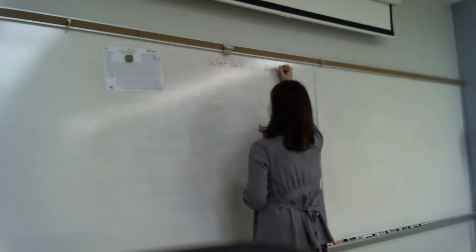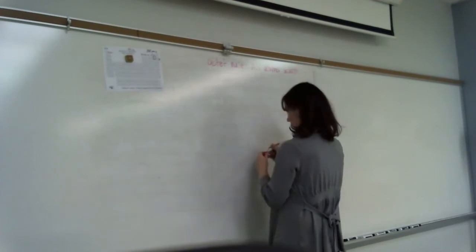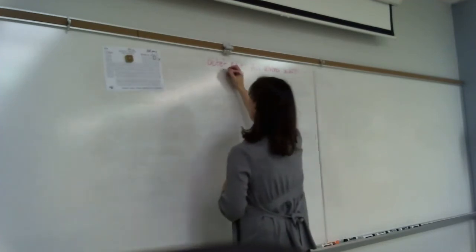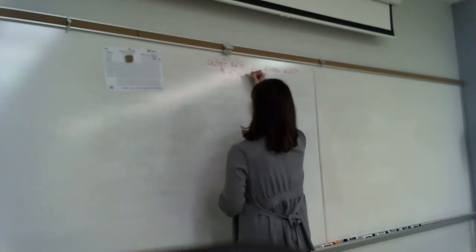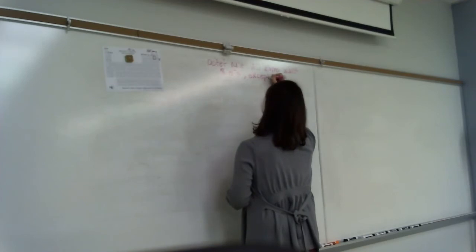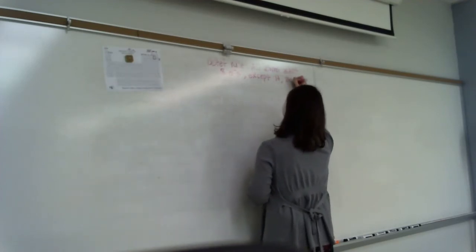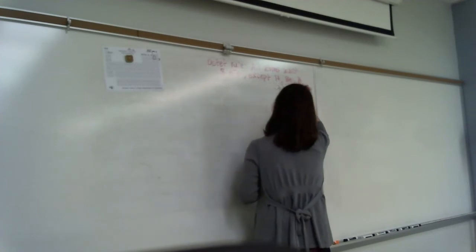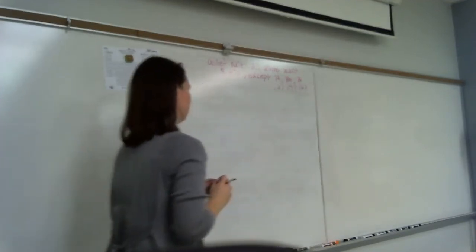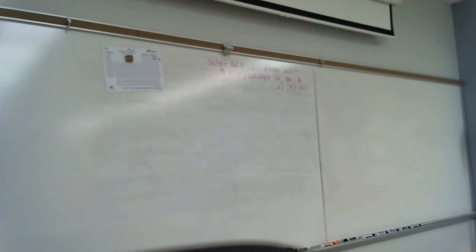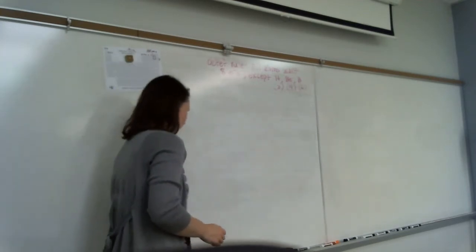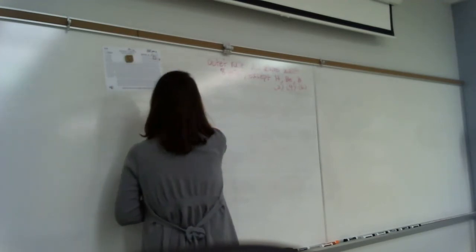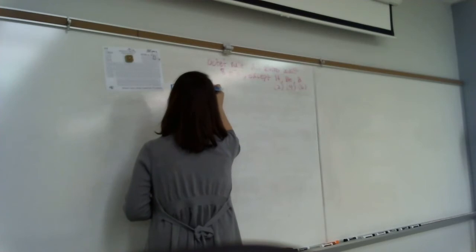All atoms want 8 electrons, except hydrogen, beryllium, and boron. Hydrogen only needs 2, beryllium only needs 4, and boron only needs 6. Everybody else needs 8. All right, so let's start with some easy examples. Let's do ammonia, NH3.